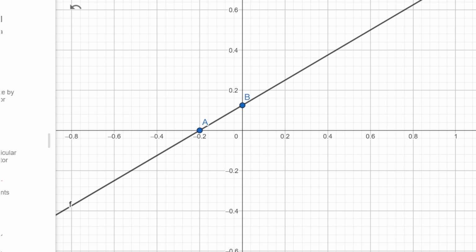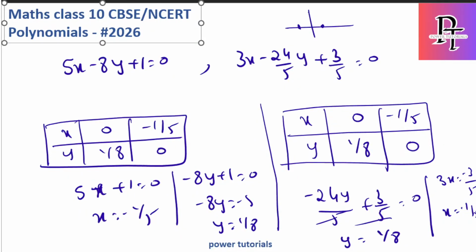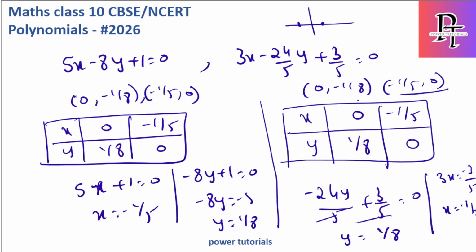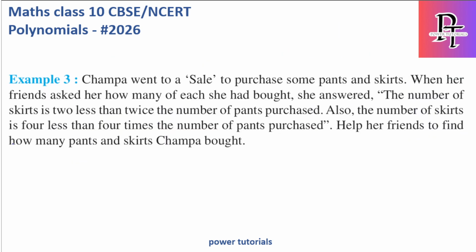Okay, and just moving to the slide again. So here I want to say both the point values are 0 comma minus 1 by 8 and minus 1 by 5 comma 0, and here also it is the same, 0 comma minus 1 by 8 and minus 1 by 5 comma 0. As the points are the same, it is coincident lines. Okay. Let's see the third example.